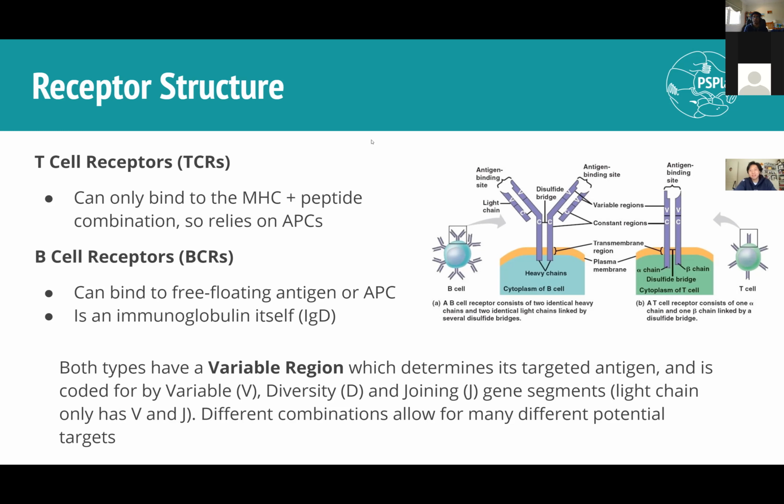But we have a whole bunch of different regions, and every time we want to make an antibody, or a receptor, more accurately, we pick one version from each of those. So we have lots and lots of different potential combinations, and therefore lots and lots of different antigens that your body can mount an immune response against.